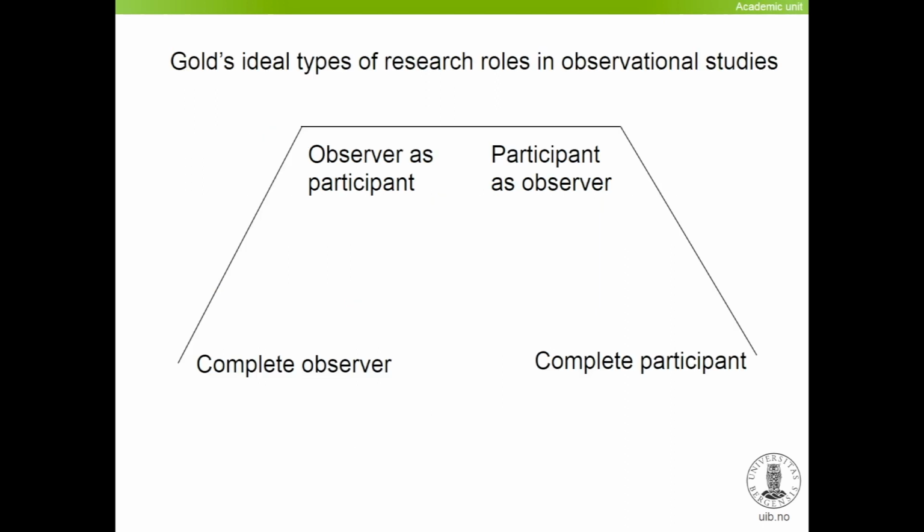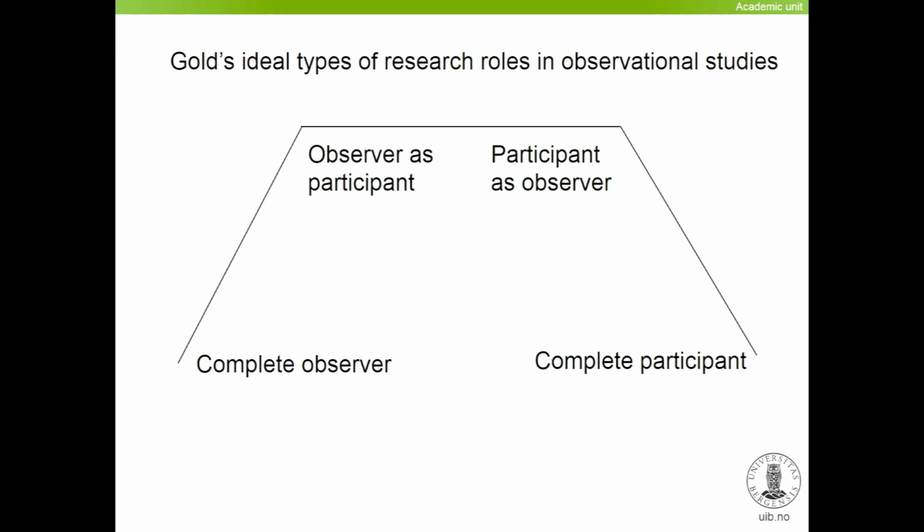In 1958, Gold defined ideal types of research roles in observational studies. Now let's look at his figure here. In the bottom right corner, he describes the complete participant. The complete participant takes an insider role, is fully part of the setting, and often observes covertly. This has some ethical implications.